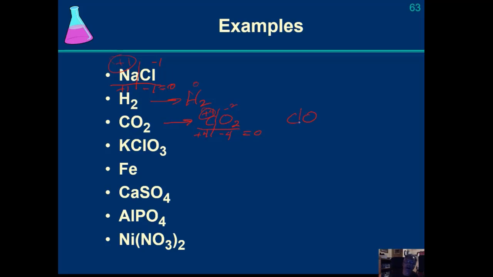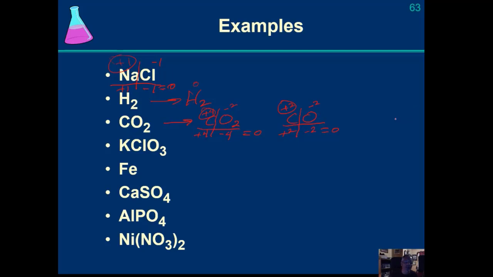Well, what if I had carbon monoxide? I have fewer oxygens. Carbon is going to be less oxidized. The negatives and the positives still have to add up to 0. So this is going to be -2. There's only 1, so that's a total of -2. That has to be a +2. And so the oxidation state on carbon in this case is going to be +2.